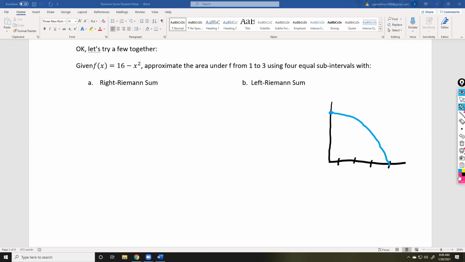And so I want to find the area underneath the curve from 1 to 3. Starting at 1, going to 3. And we are going to use 4 equal subintervals. What that means is that I'm going to be building 4 rectangles.